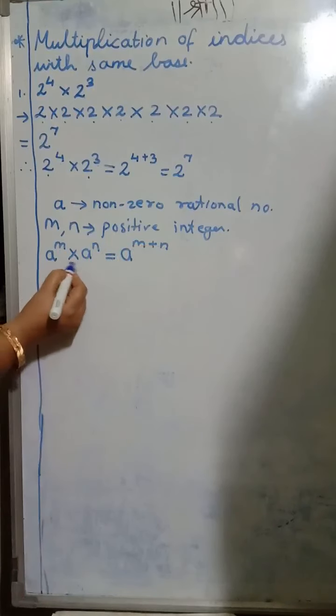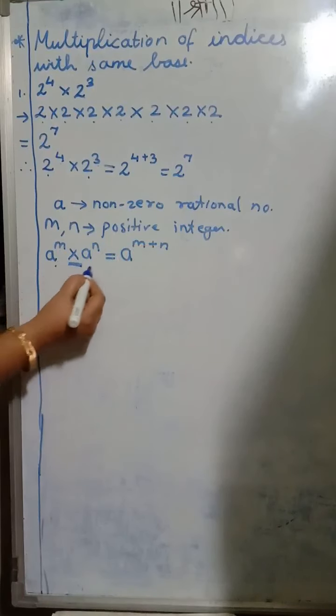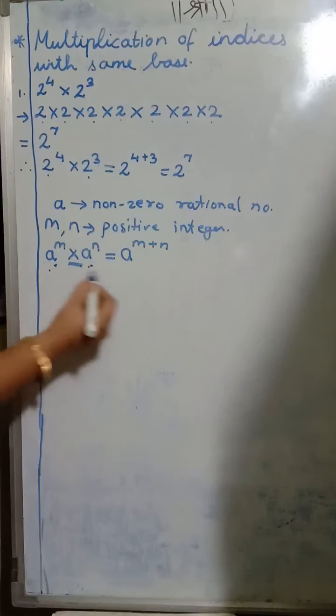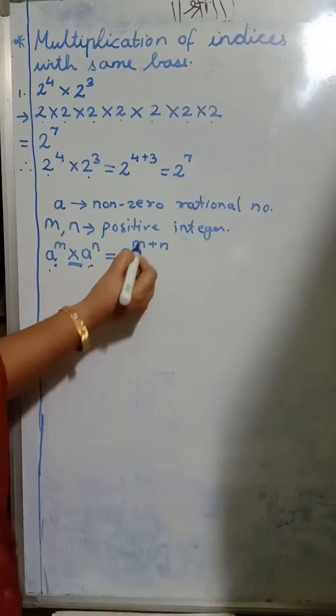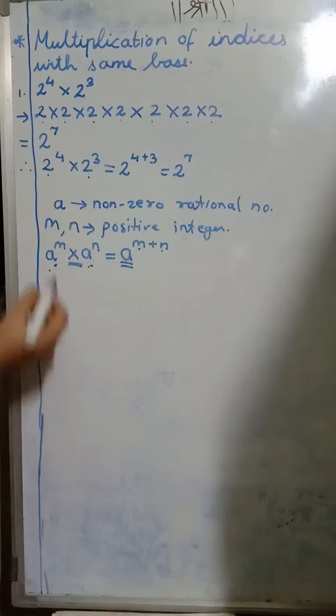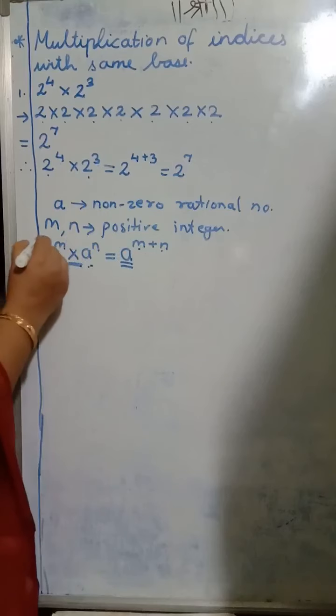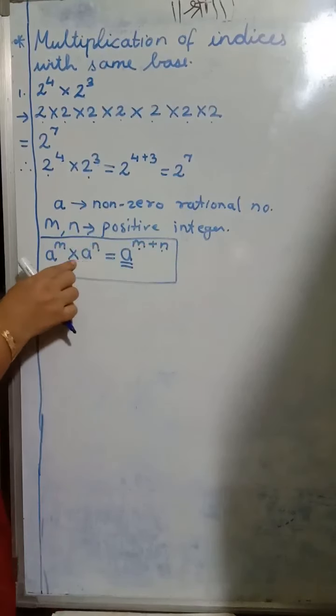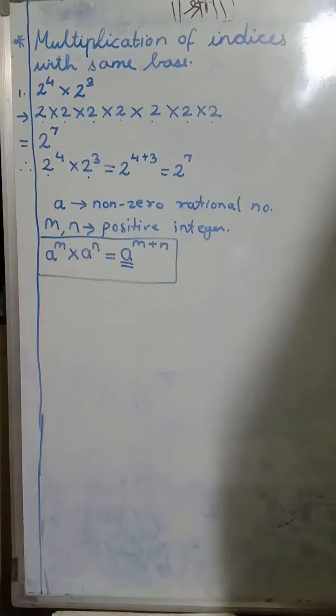Means if you see multiplication between two indices with the same base, we write the base once and we add the powers, that is M plus N. So this is our formula for multiplication of indices: A raised to M into A raised to N is equal to A raised to M plus N.